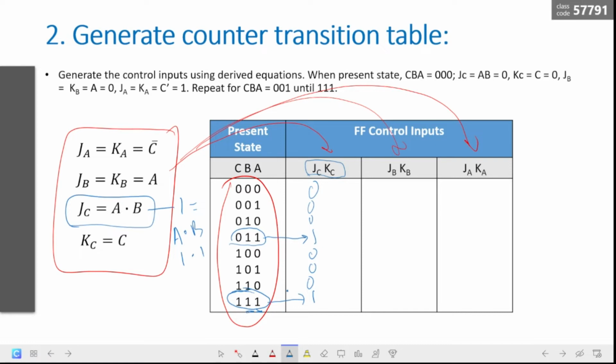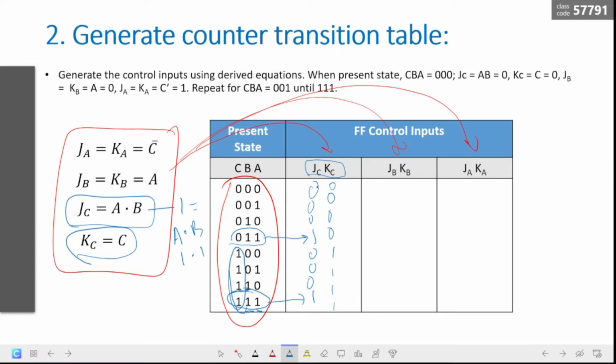What about KC? KC is very simple. KC is equal to C. So when the present state has C equal to 1, K is also 1, and the rest is 0. That's how we populate this table.